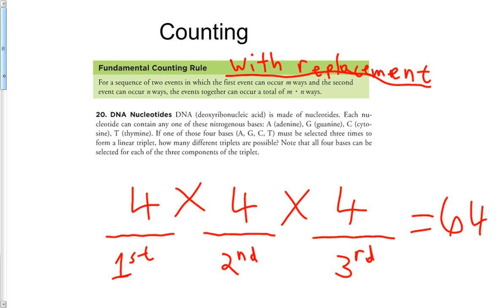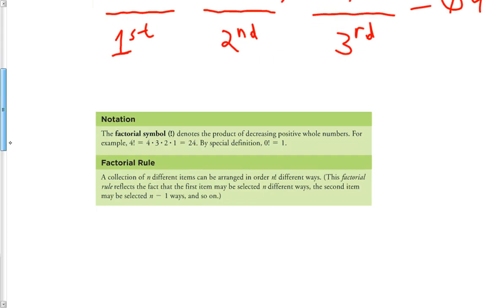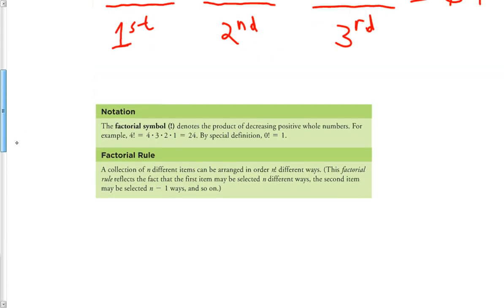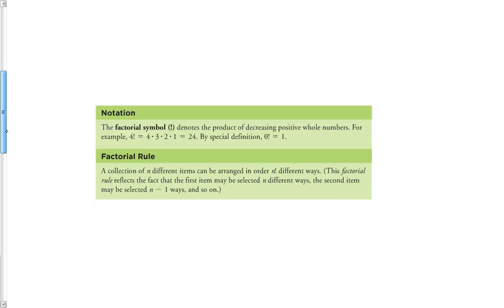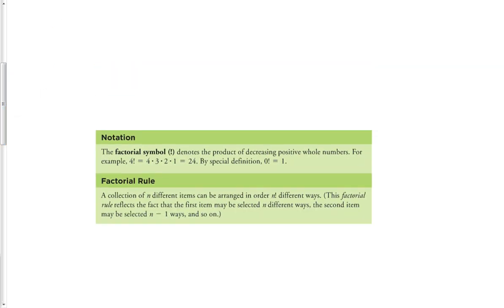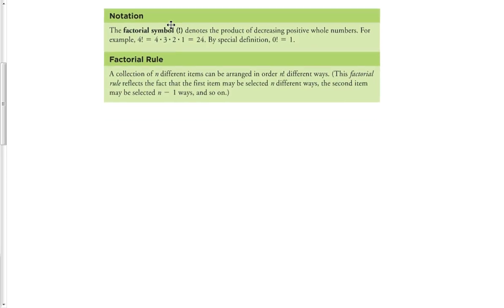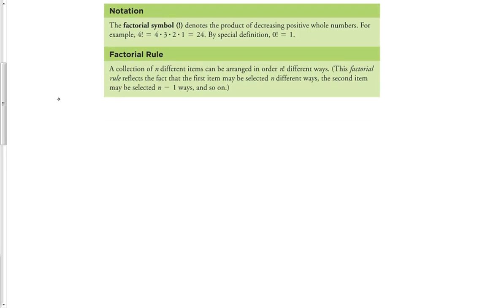All right, now the next one that we want to look at is the factorial rule, which is actually based on the fundamental counting rule. Let's take a look at it. First, we want to look at the factorial symbol. The factorial symbol is this symbol. It's really just an exclamation point.